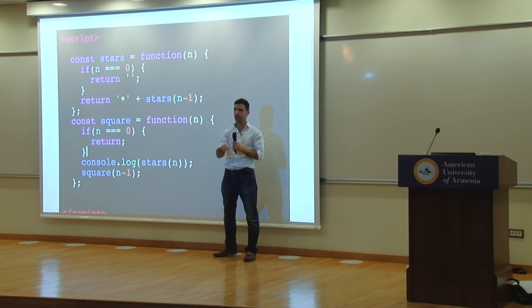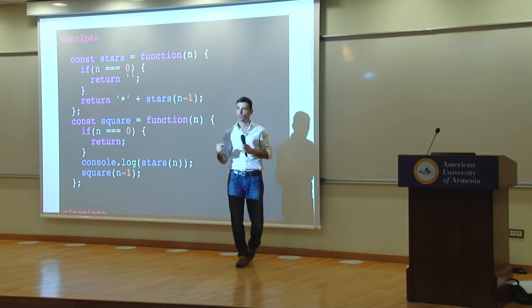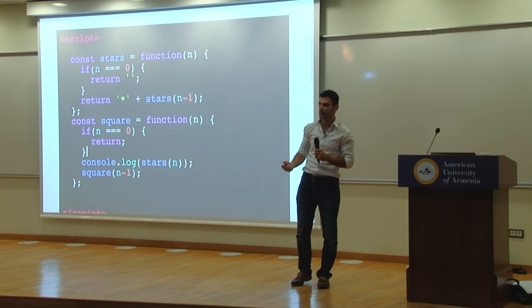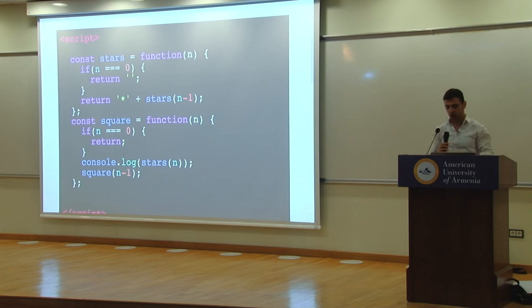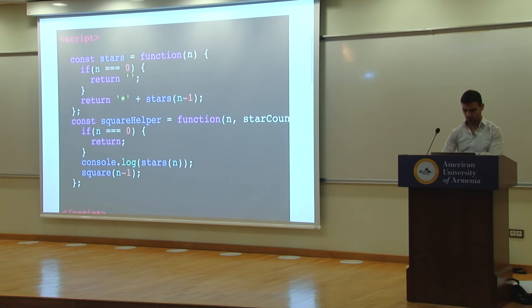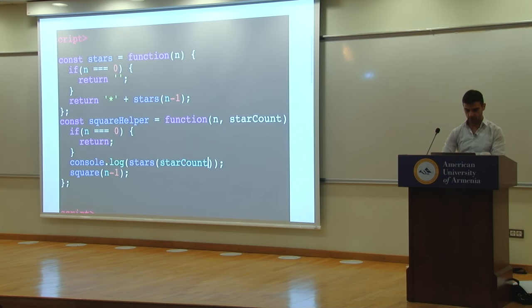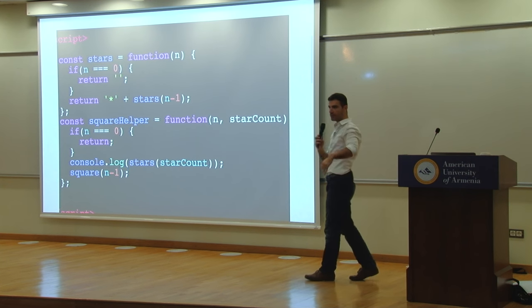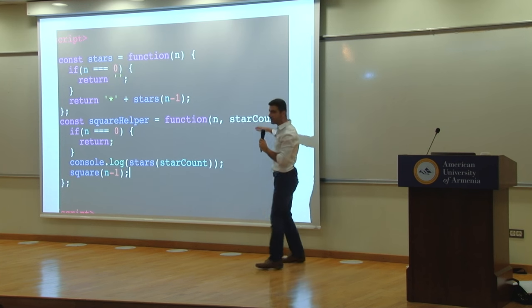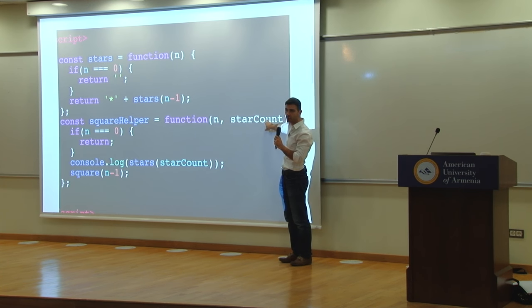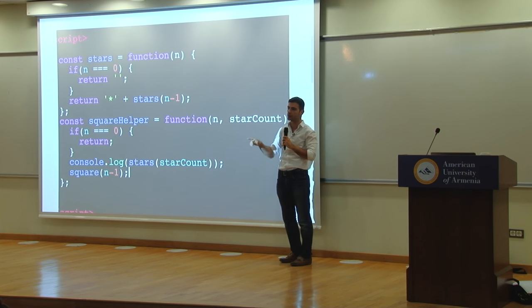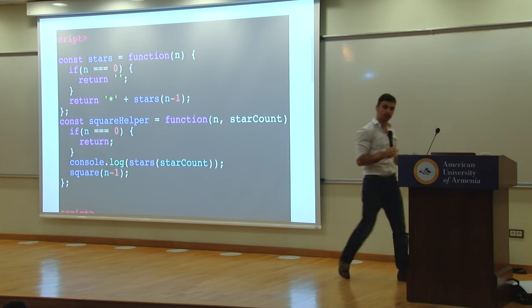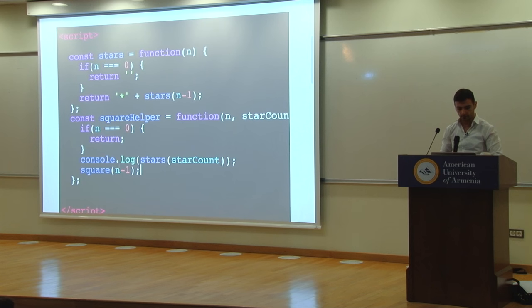But remember, we want a square. So what we need is a second parameter, right? Exactly. So what we need is to create a different function, which will take the n, which is going to be the thing that decrements and eventually reaches 0. But then we need a star count to know how many stars to print. And this must not change because we want a square. We want the same number of stars on every line. So what this means in turn is that we then create another function called square, which calls this function.